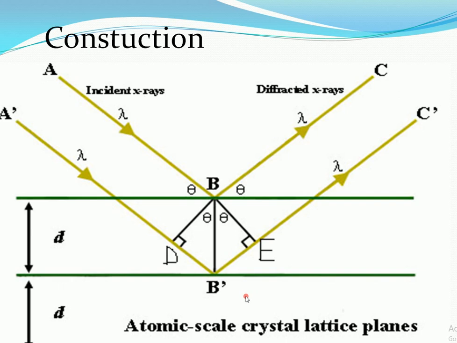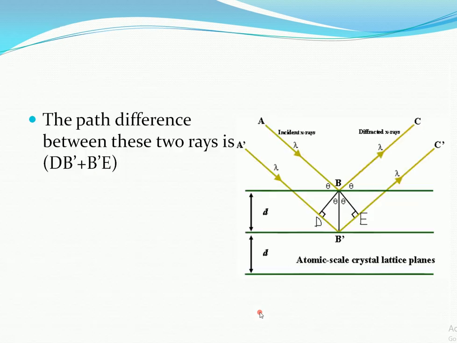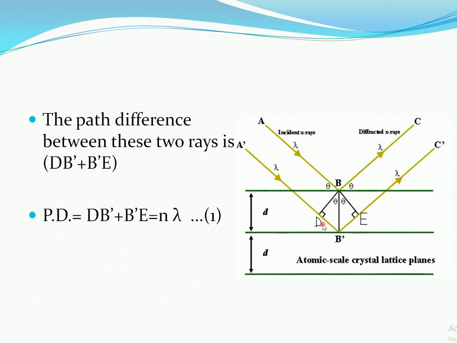So the extra path will be DB' plus B'E, and this will be the path difference between these two rays. So the path difference between the two rays is DB' plus B'E, and these two reflected rays will be in phase if the path difference is an integral multiple of lambda, that is n lambda. So the path difference DB' plus B'E is equal to n lambda. This is equation number 1.